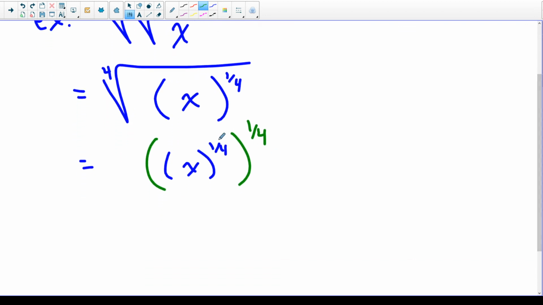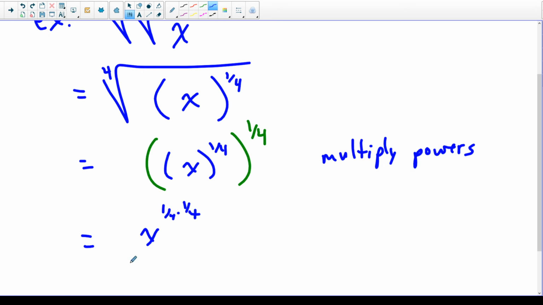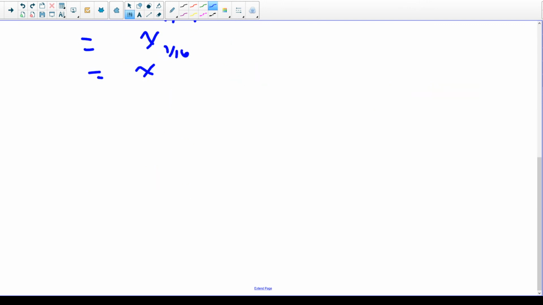And now we have a scenario where we have a power of a power. And I kind of didn't want to give the answer away last time we talked about this, but when you have a power of a power, you multiply the powers. So you'd have x to the 1/4 times 1/4, which you can do in your head. I'm just going to write it out here, which gives x to the 1/16. Top times top, bottom times bottom when you're multiplying fractions.